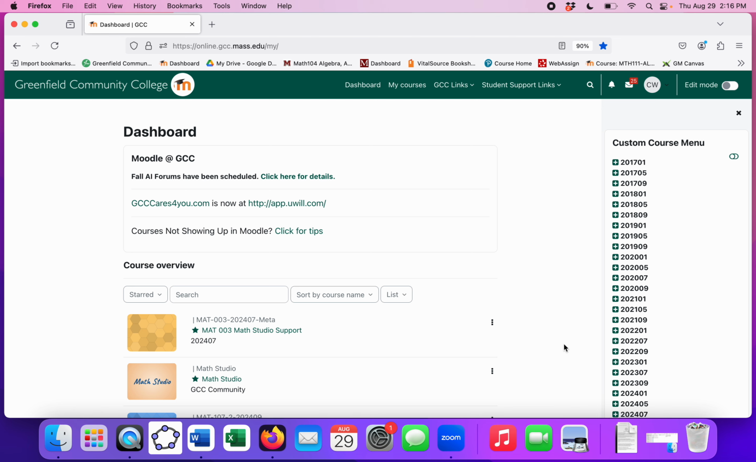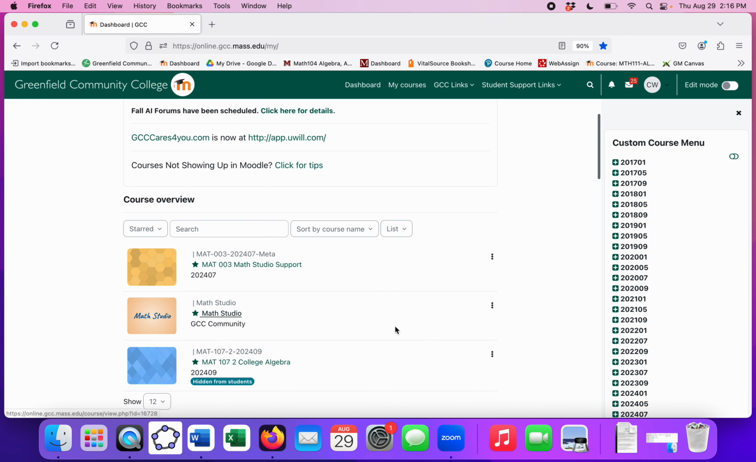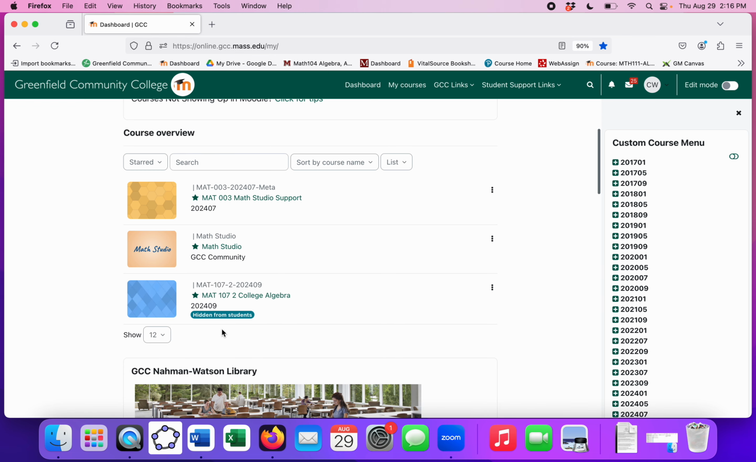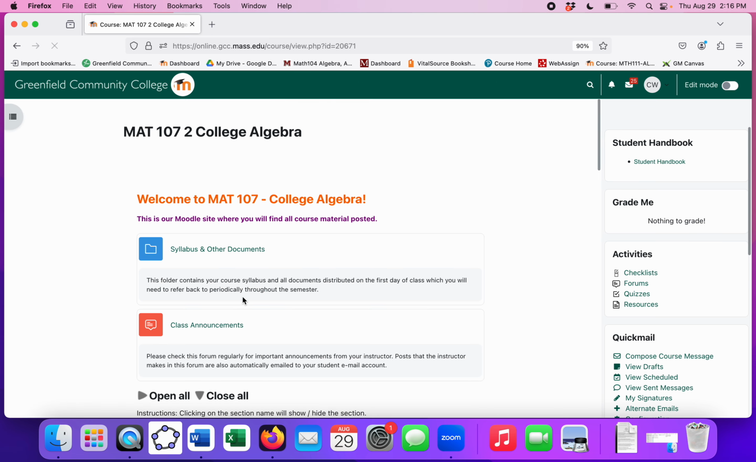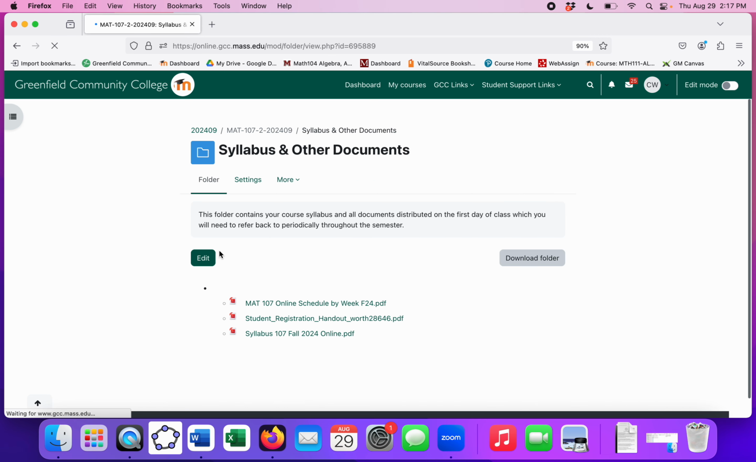So I am logged into Moodle right now, and if I scroll down, I can see all the courses that I'm enrolled in. And I'm going to choose this one, Math 107 2, College Algebra. That's our course. So we're now in the Moodle site, and the first thing that appears is the syllabus and other documents. So let's investigate in there.